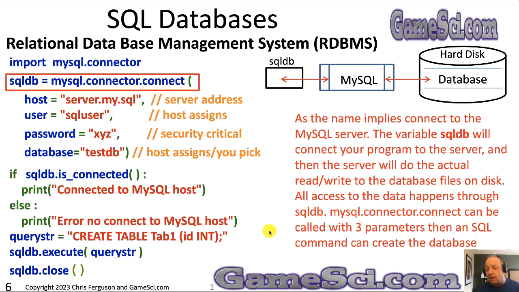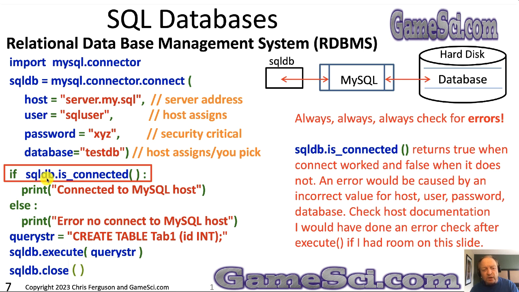MySQL.connector.connect can be called with 3 parameters. Then an SQL command could be used to create the database. If SQLDB.isConnected, always check for errors.